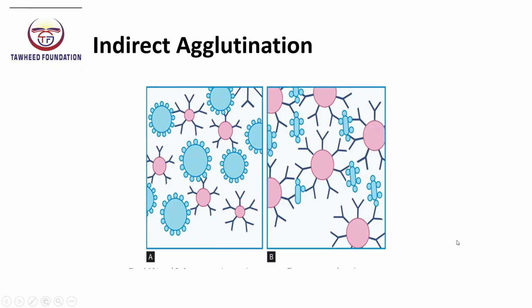In figure B, which shows the opposite arrangement, the latex particles are coated with specific monoclonal antibodies instead of antigens. When this suspension is mixed with a test sample containing antigen, the antigen binds to the antibodies on the particle surfaces. So each antigen molecule can attach to multiple antibody-coated beads, causing the beads to cross-link and form visible clumps. This is again a positive agglutination reaction. So in short, latex beads are coated with antibody. If antigen is present, visible agglutination is seen. This is a positive result indicating the presence of antigen in the sample.